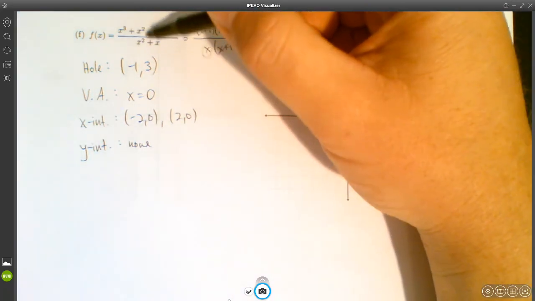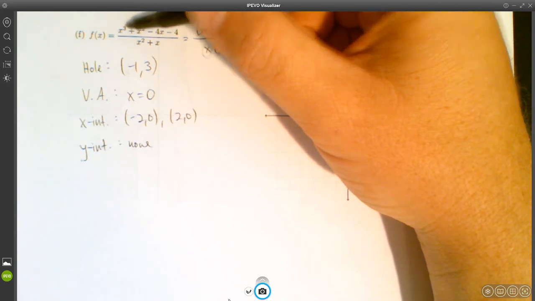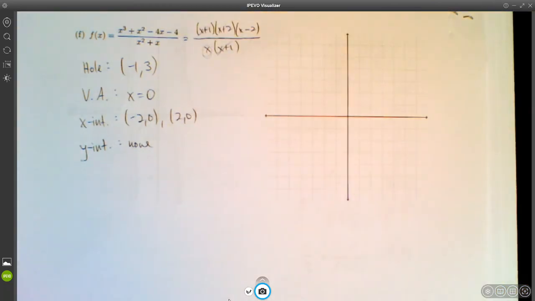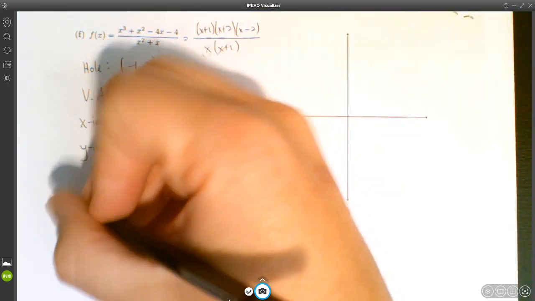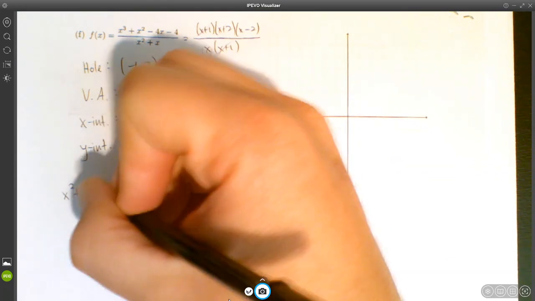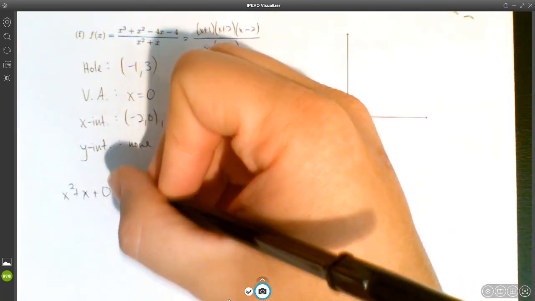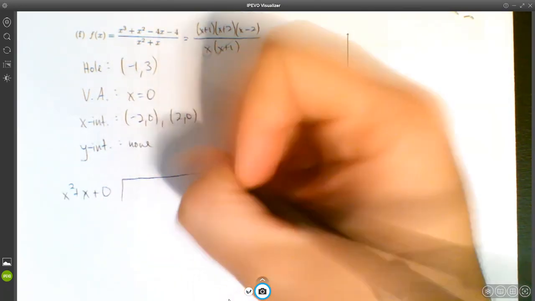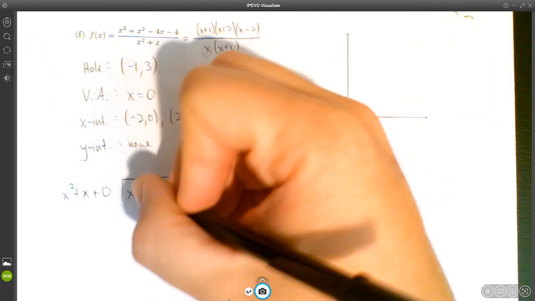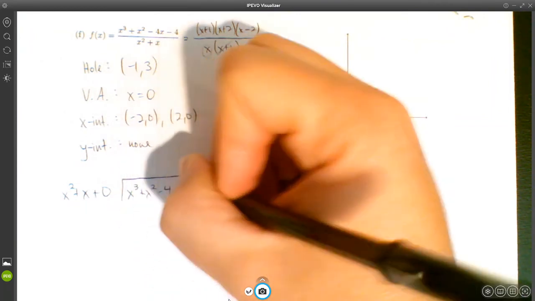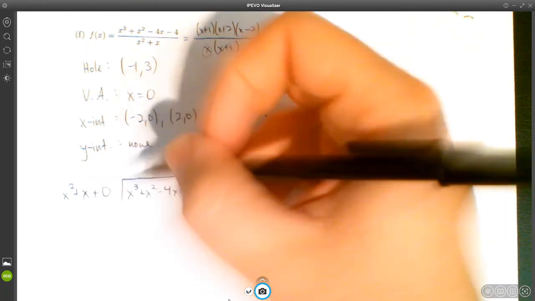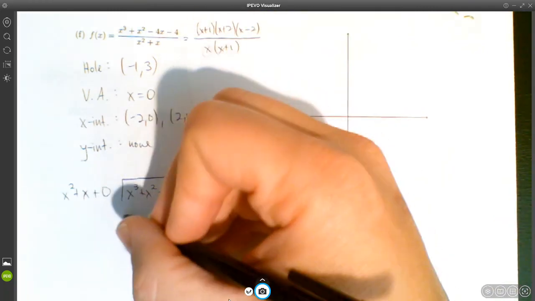Now, we've got an oblique asymptote, right? The degree of the numerator is greater than the degree of the denominator. To figure out where the oblique asymptote is, we're going to have to do some long division. So let's do x squared plus x plus 0 into x cubed plus x squared minus 4x minus 4. I would multiply by x to get x cubed.